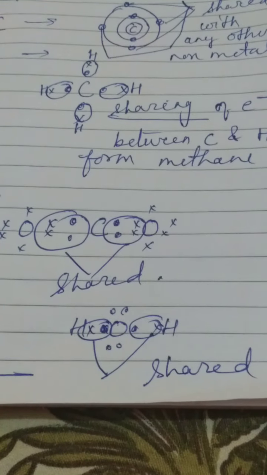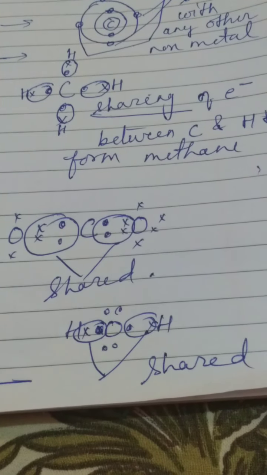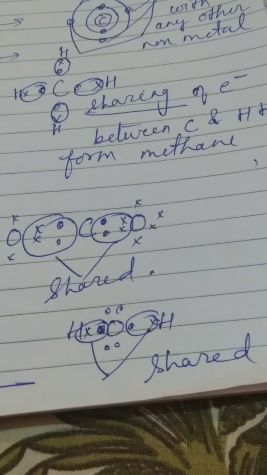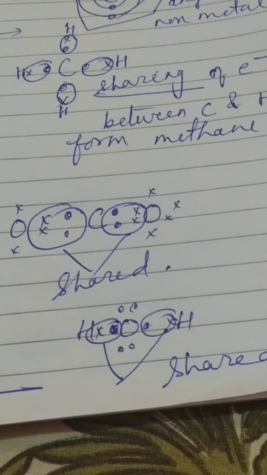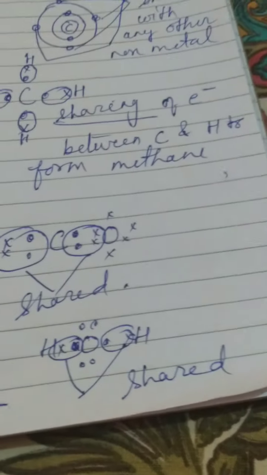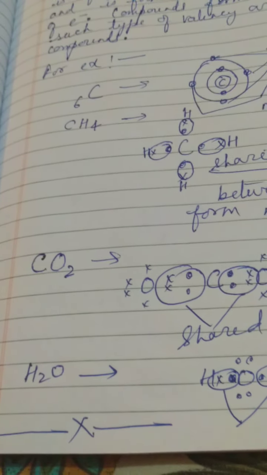In the case of water also, children, you can see that hydrogen has 1 electron and oxygen has 6 electrons, and on 2 sides of the oxygen is 1 hydrogen atom, and they are sharing it. Hydrogen becomes duplet and oxygen becomes octet just by sharing. So this is how covalent compounds are formed, and they complete their octet by sharing.